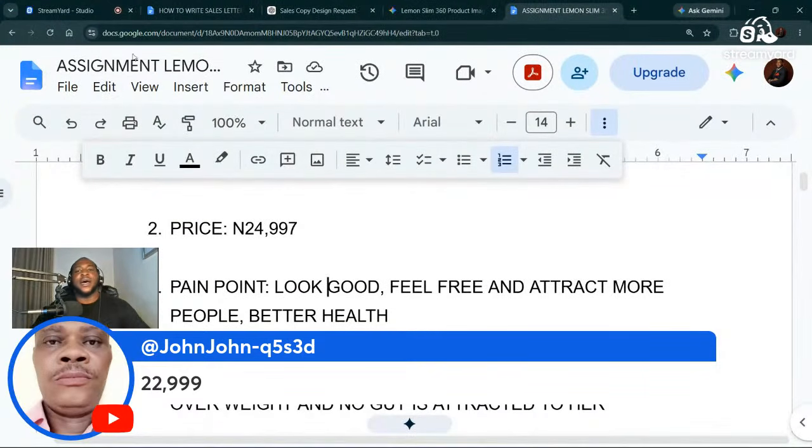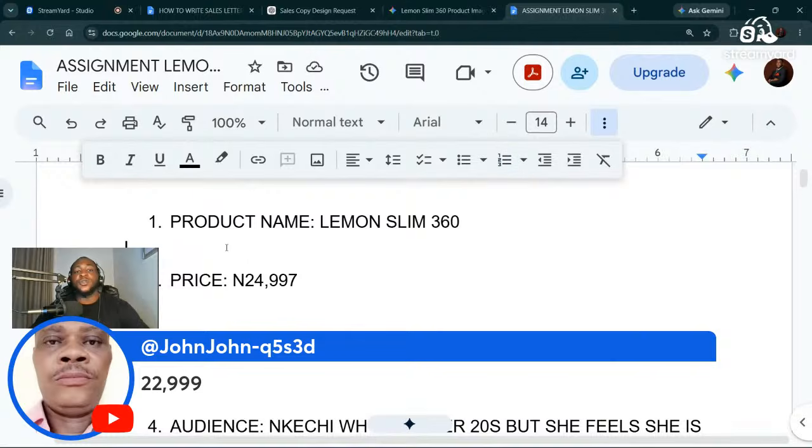You guys will access this copy by your own. I'll send it to the group. Once you get the copy, you just download it.